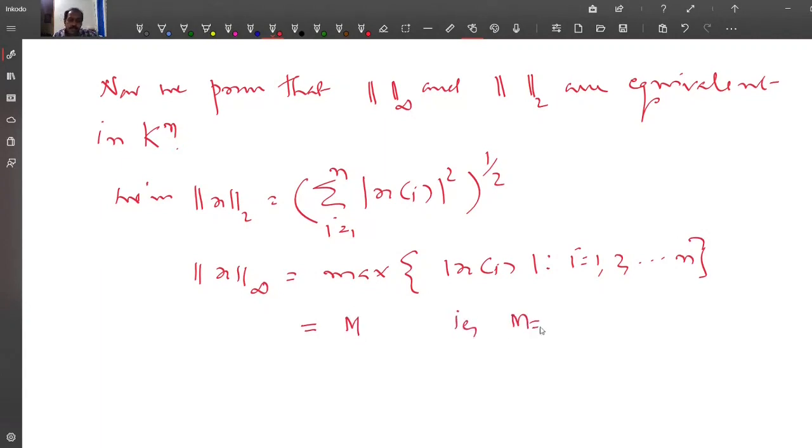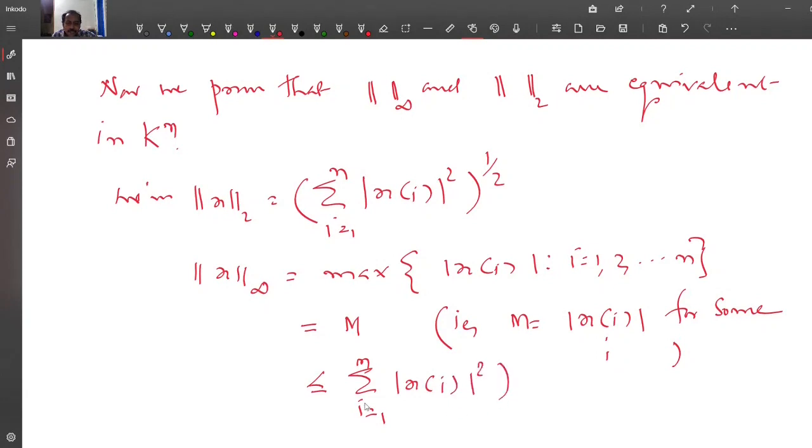that is, m equal to modulus of x of i for some i among 1 to n. Then we have this is less than or equal to sigma i equal to 1 to n modulus of x of i square, the whole raised to 1 by 2, because m is one among the modulus of x of i's. So this is equal to 2 norm of x.